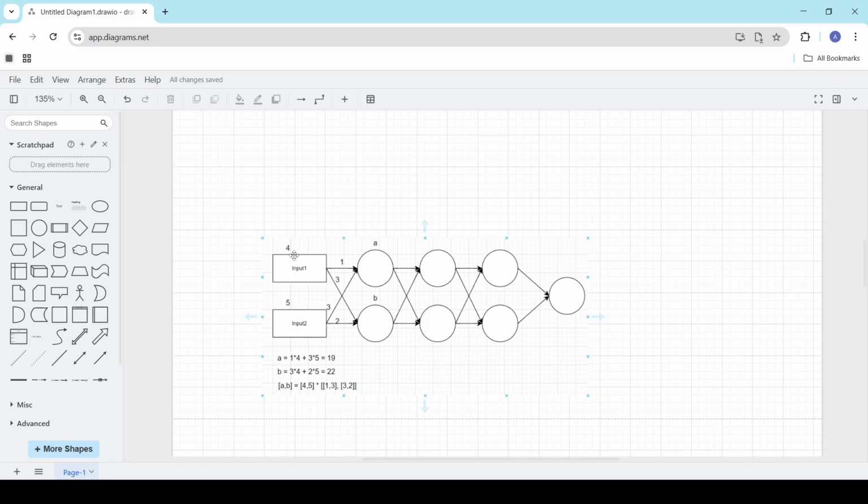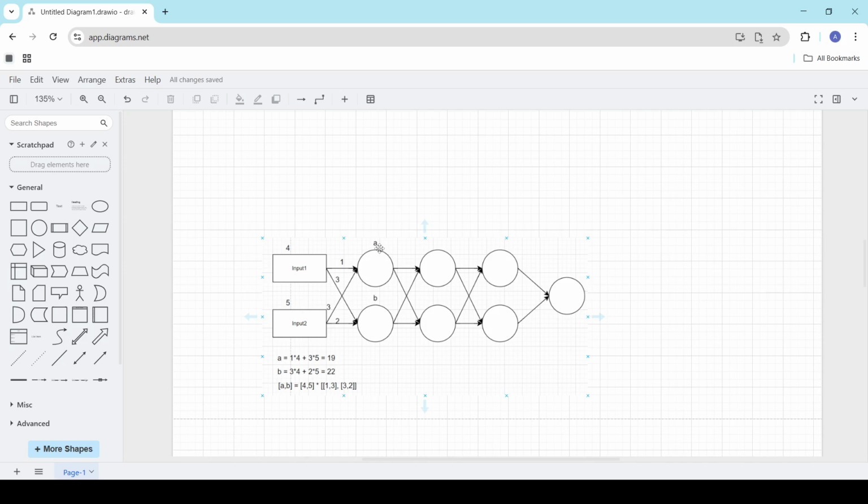So here we have, for example, some inputs, 4 and 5, and there are some connections from the inputs to the first two neurons. All those blobs are neurons, and the entirety is a neural network. The first part is called the first layer of the neural network. The second one is called the second layer, and the third is the third layer. And at the end we have the output.